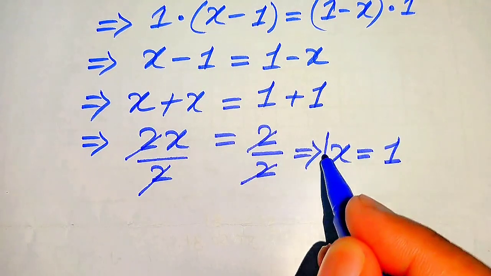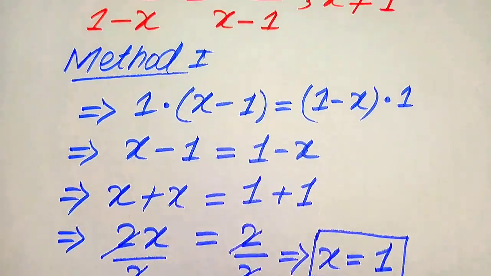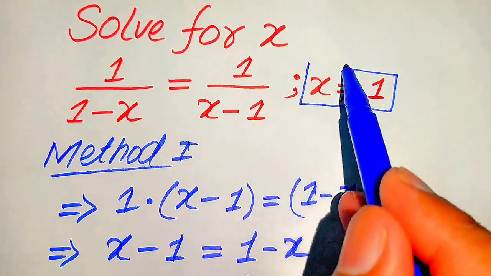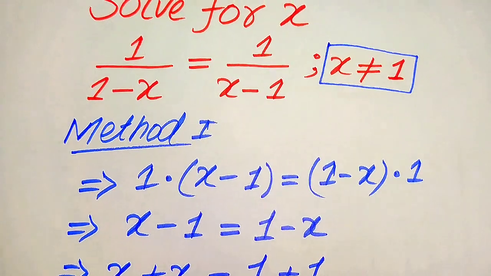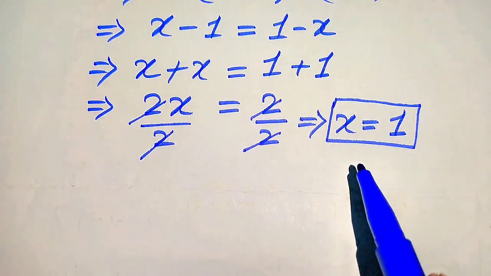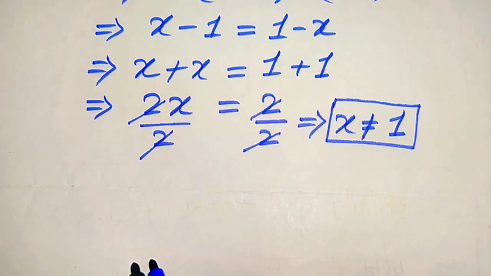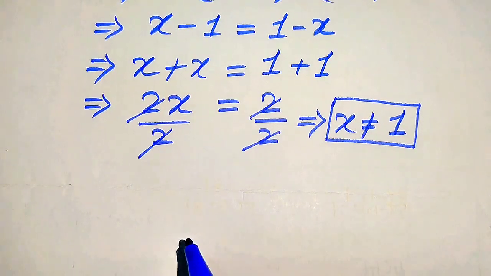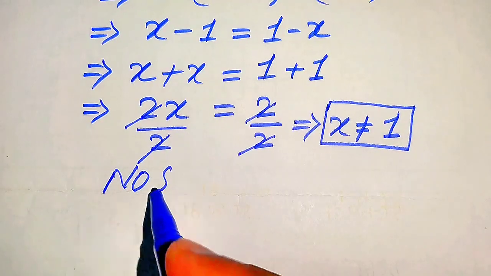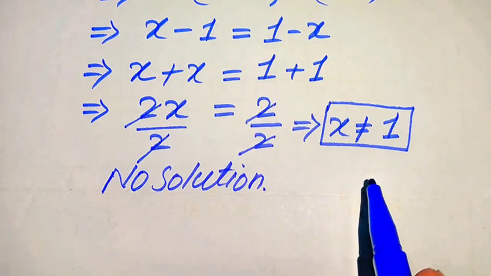So this is the value of x, but if you focus on the question statement, we have one condition: x is not equal to 1. It means that we must solve this problem for values of x other than 1. But here we only have 1, so we don't have any other value. So it means that our given equation has no solution, because we cannot take the value x equals 1.